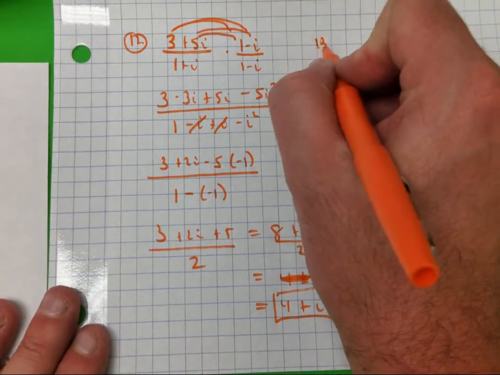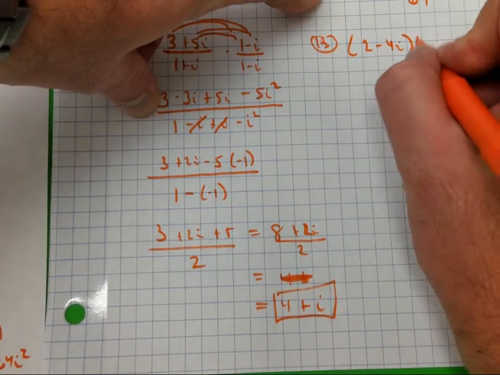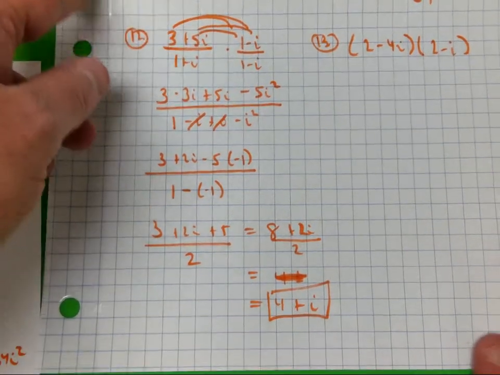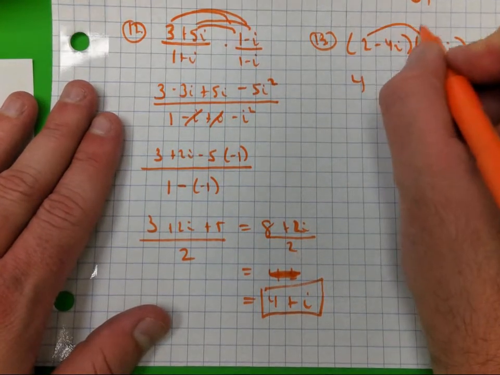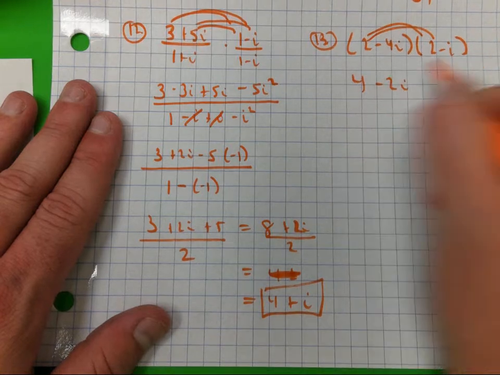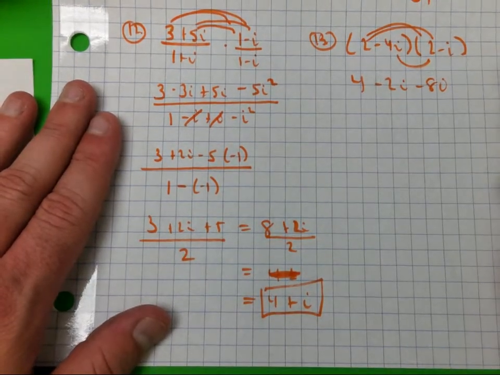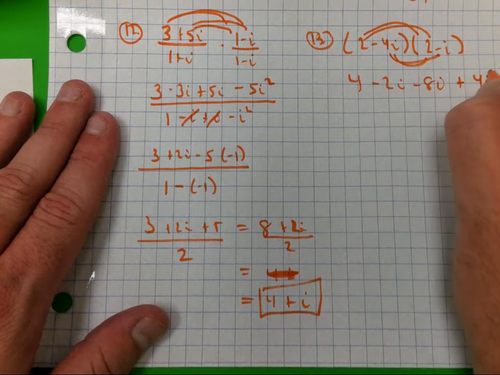Alright, number 13. We have 2 minus 4i times 2 minus i. This is multiplication. I'm going to pull this out. 2 times 2 is 4. 2 times negative i is negative 2i. Negative 4i times 2 is negative 8i. Negative 4i times negative i is positive 4i squared.